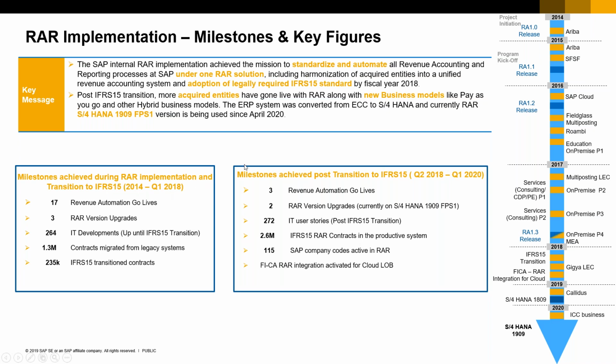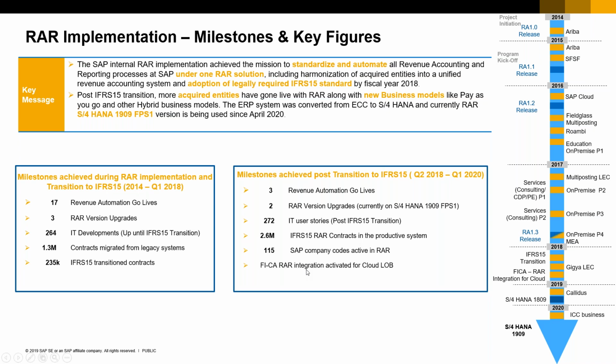And since going live with IFRS 15, we have been busy still yet. So we converted our ERP system from ECC to S/4HANA. So that was, again, a big initiative for us. And we've had 3 revenue automation go lives, again, bringing new acquisitions into RAR or going live on RAR with a new business model. Like I said, we had 2 version upgrades. So we first went on RAR 1809 and then most recently on 1909. And since Q2 of 2018, again, we've been continuously working in a more agile fashion, delivering around 272 user stories till now. And like I mentioned before, we have 2.6 million contracts in our productive system.